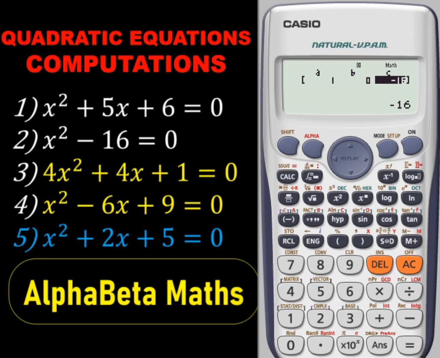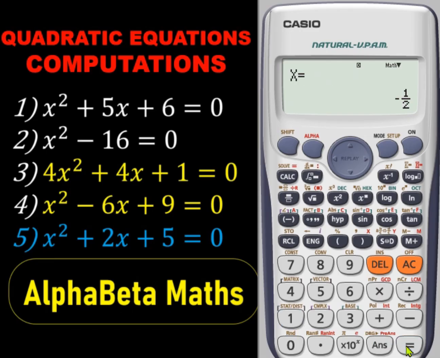When you're done, then you press on the equal to sign. So the value for x1 is 4 and the value for x2 is -4. Alright, when you're done, then you also press on the AC again to clear everything. Let's look at number 3. So number 3 we have 4, 4, 1.